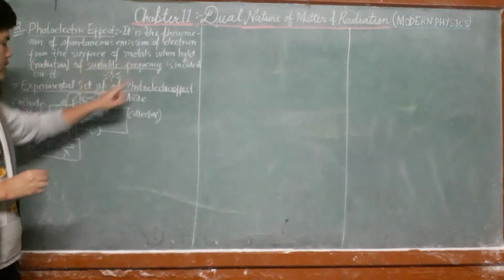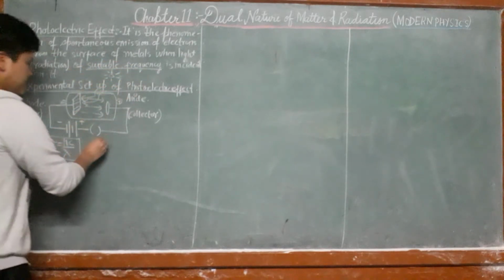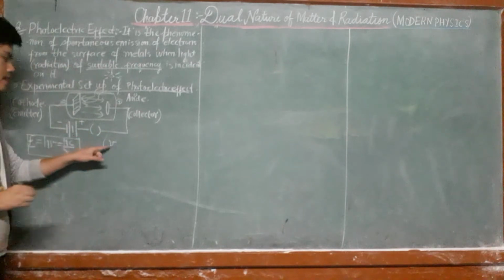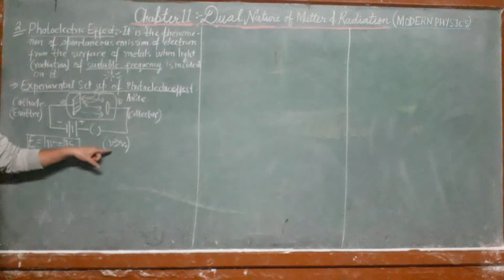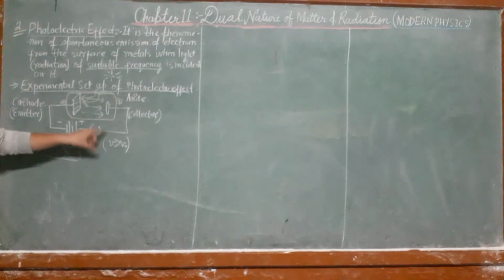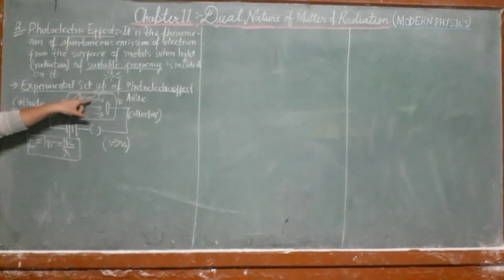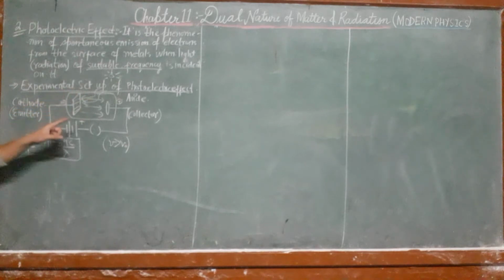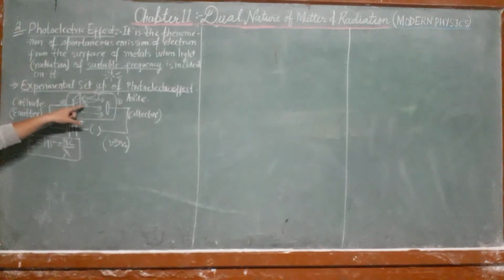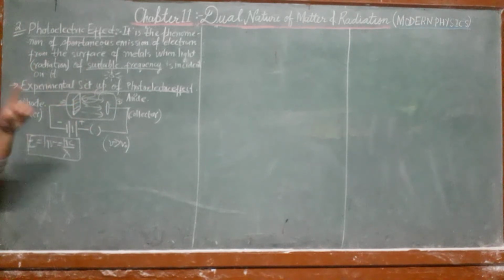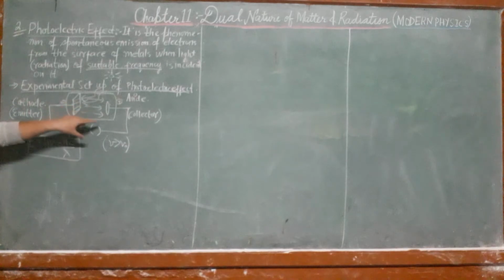Suitable frequency means here the frequency of incident radiation, that is nu, should be greater than nu naught. Here nu is the incident frequency of the radiation that we are talking about. Photon is nothing but the particles of light. So one photon will collide with one electron, and one electron will be released.